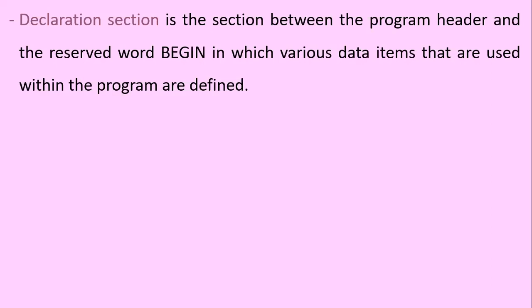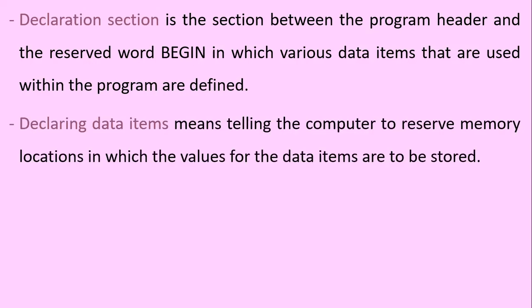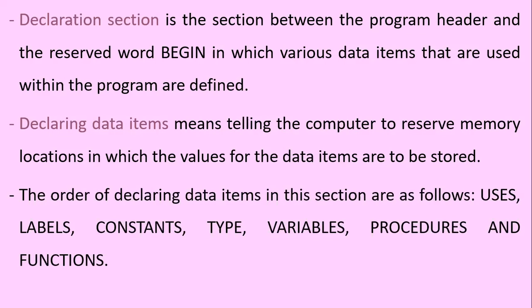The declaration section is that section between the program header and the reserved word begin, in which various data items that are used within the program are defined. When we talk about declaring data items, what we mean is that we are telling the computer to reserve memory locations in which the values for the data items are to be stored. The order of declaring data items in this section, especially in Pascal, is as follows. We begin with uses on top, followed by labels, then constants, type, variables, and lastly, procedures and functions.